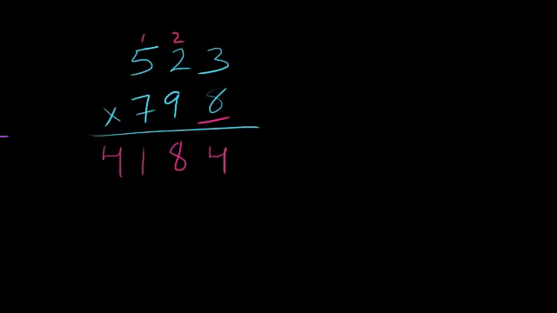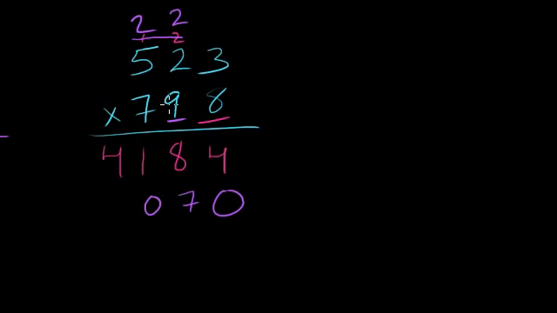We're not done. We have to multiply it times the 90 and the 700. So let's do the 90 right there. It's a 90, so we'll stick a 0 there. It's not a 9. So 9 times 3 is 27. 9 times 2 is 18. 18 plus 2 is 20.